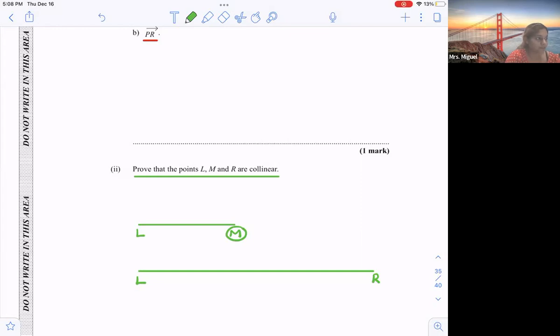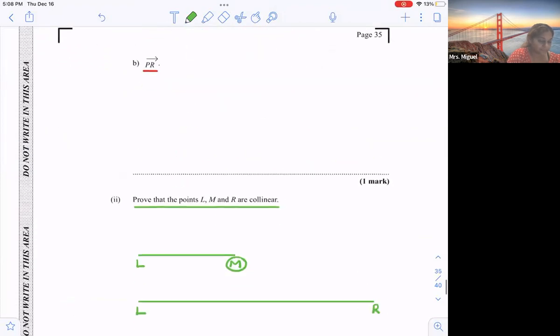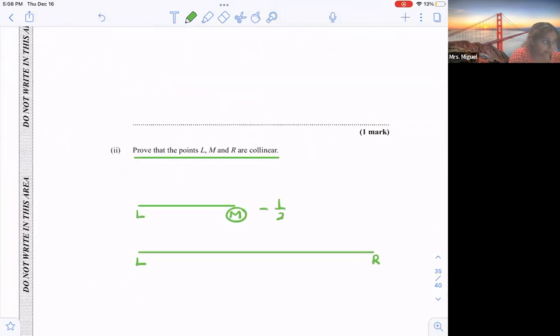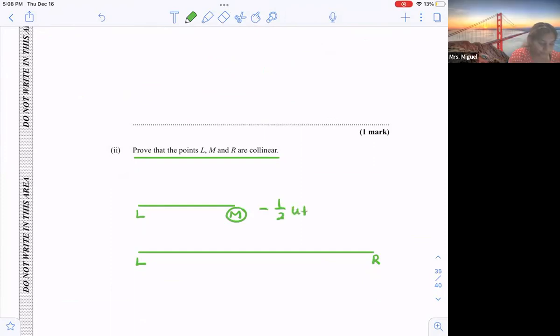So we worked out this part already, LM. LM was the first part. That was minus a half U plus a half V. So now to prove collinearity, we need to find the vector LR.